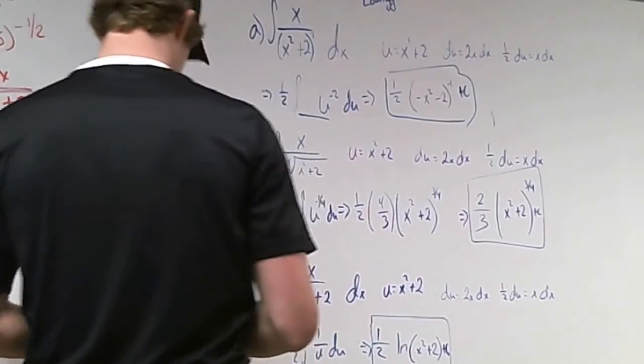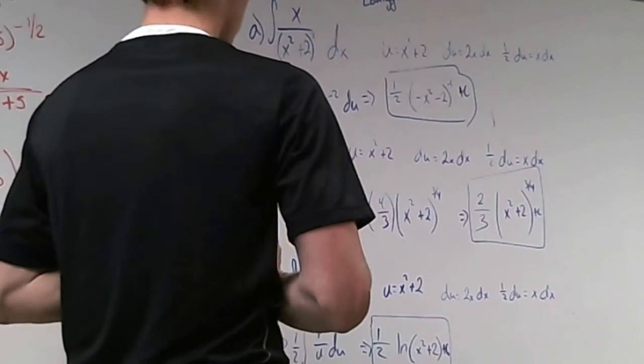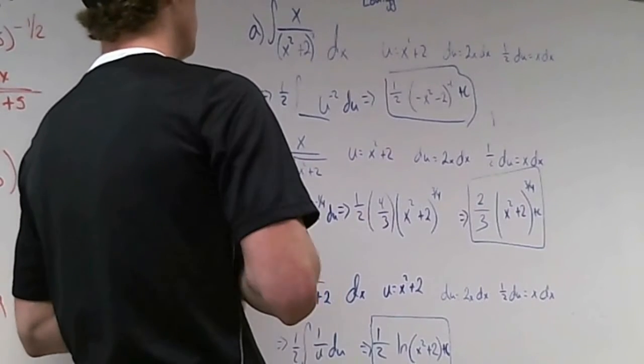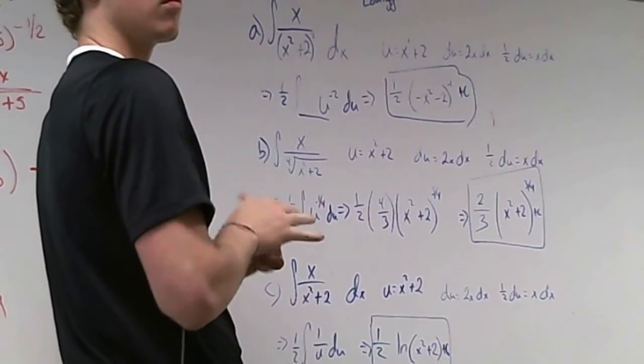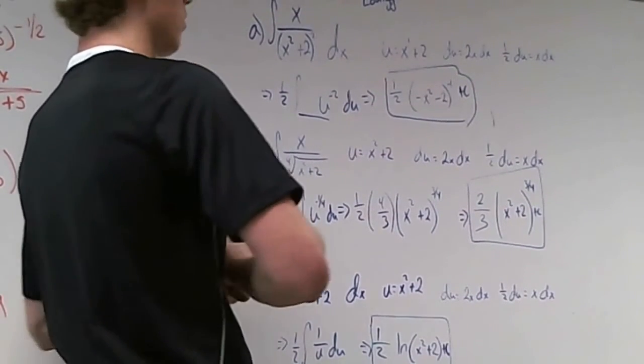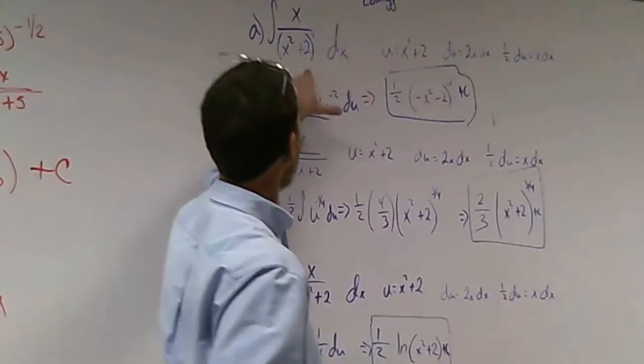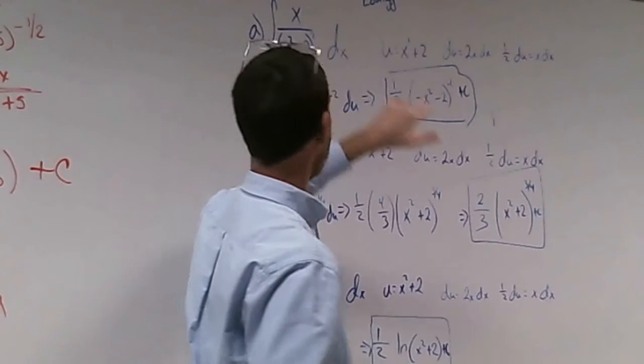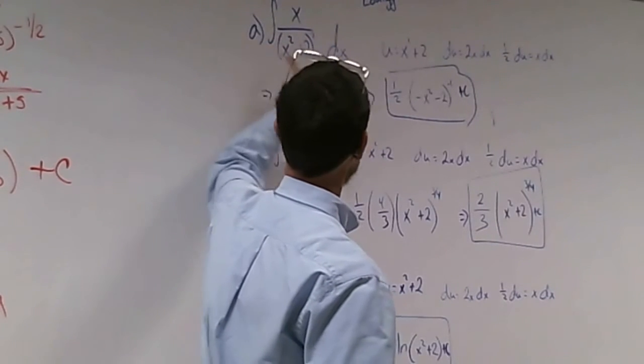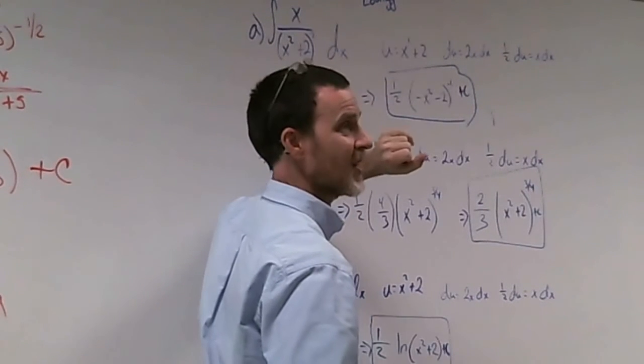So the question is, how do you identify when it's a natural log and when it's not, right? The derivative of the denominator has to be in the numerator, but not just part of it. The derivative of this whole thing would have to be up there. And the derivative of this whole thing is twice x squared plus 1 times 2x.